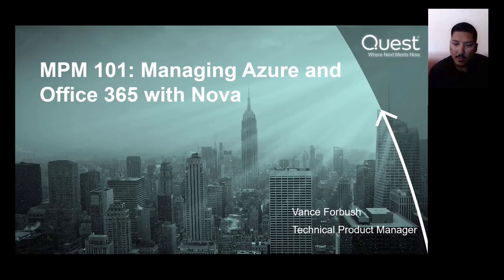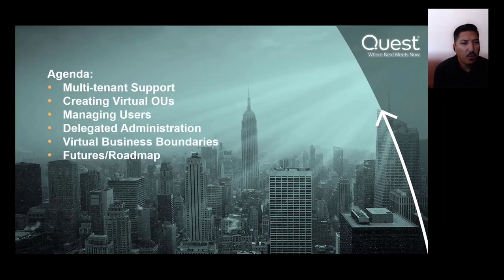Hi, everyone. As Eric said, my name is Vance Forbush, and I am a technical product manager with Quest. Today we're going to be continuing our MPM 101 webinar series, and the focus today will be using Nova to manage Azure and Office 365. Just before we get started, I'll go over the agenda really quick.